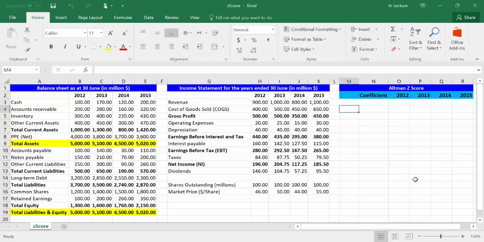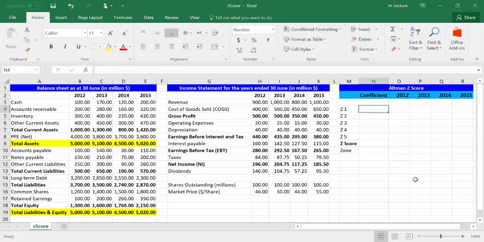In cell M4, write Z1. Press Enter. In cell M5, write Z2. Press Enter. In cell M6, write Z3. Press Enter. In cell M7, write Z4. Press Enter. In cell M8, write Z5. Press Enter. In cell M9, write Z-score. Press Enter. In cell M10, write Zone. Press Enter.